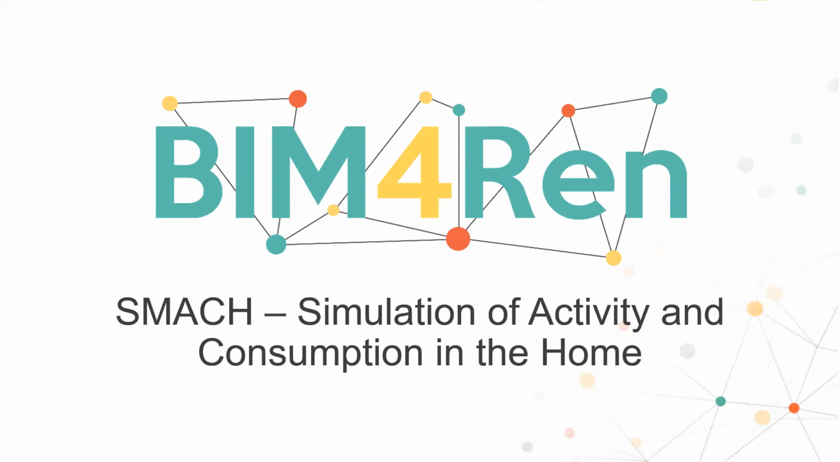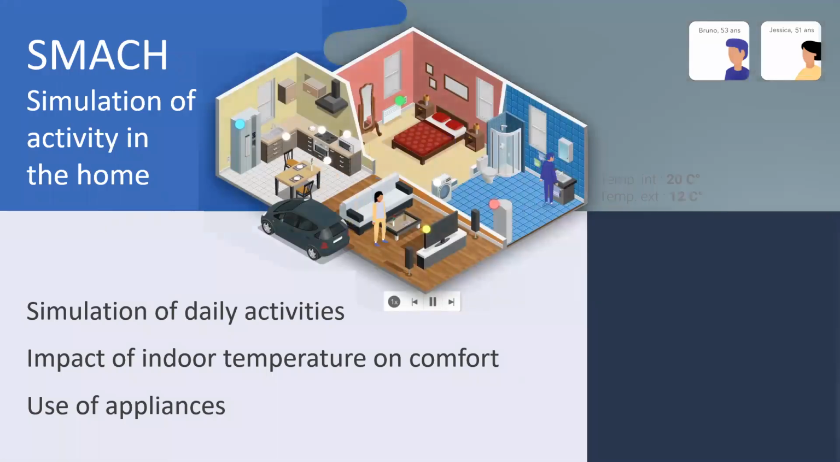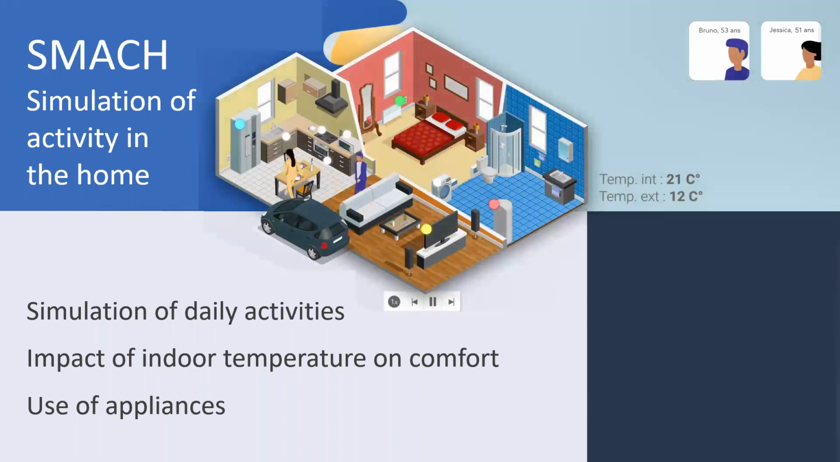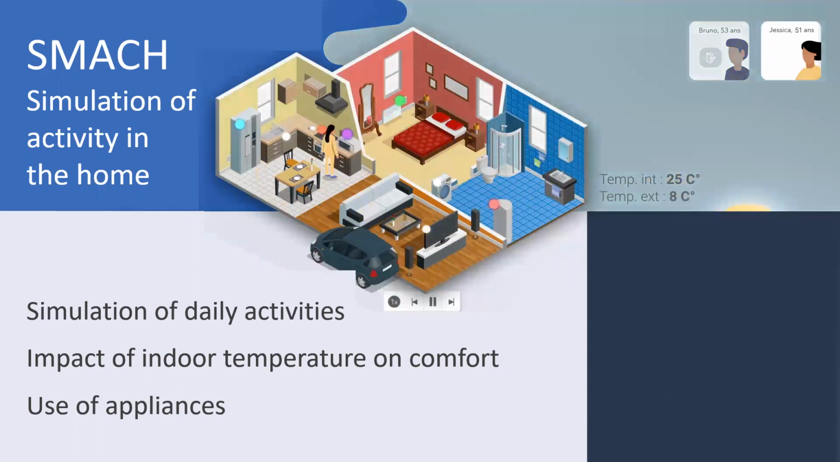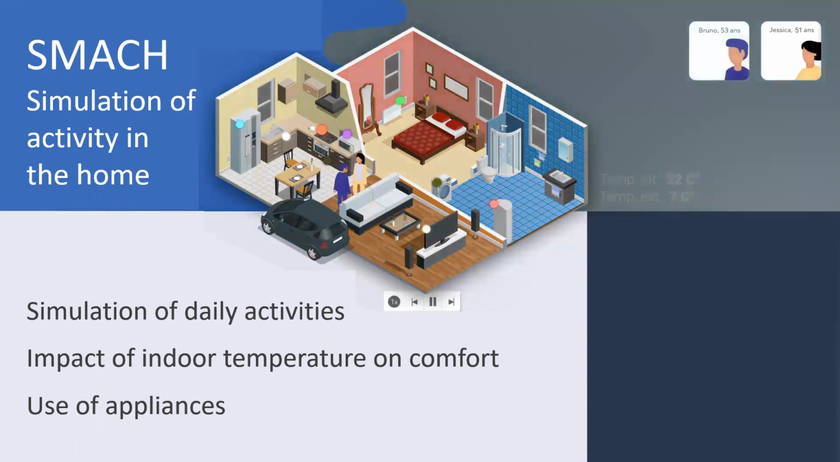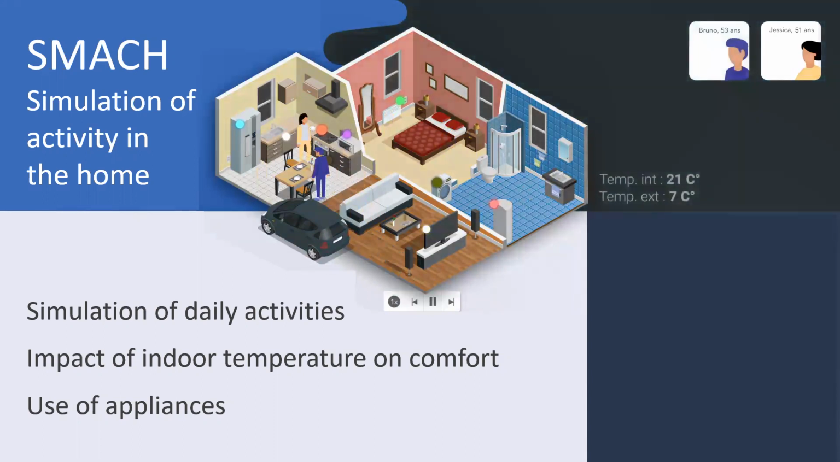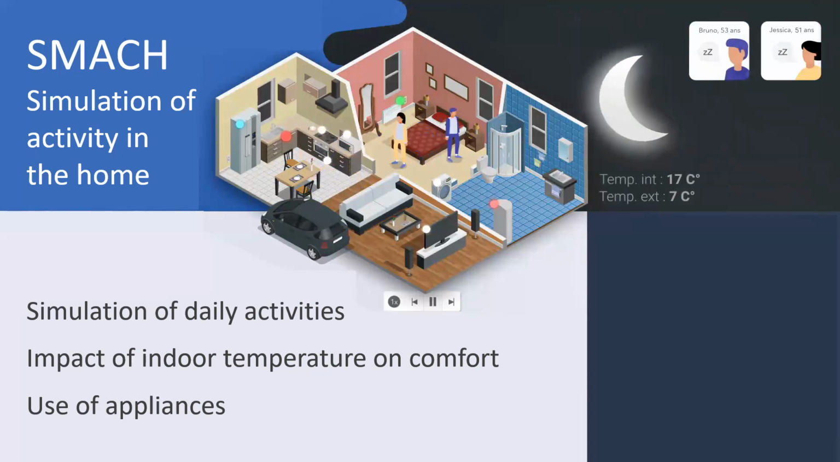SMACH simulates daily activities and behavior of people in the building and allows to assess the specific impact of behavior on the efficiency of the renovation project. As illustrated in this animation, during a SMACH simulation, we see the simulated individual perform their daily activities such as getting up, going to work, preparing a meal, doing the laundry, taking care of the children, etc. It also takes into account the impact of indoor temperatures on the comfort of people and simulates the use of appliances during the day.